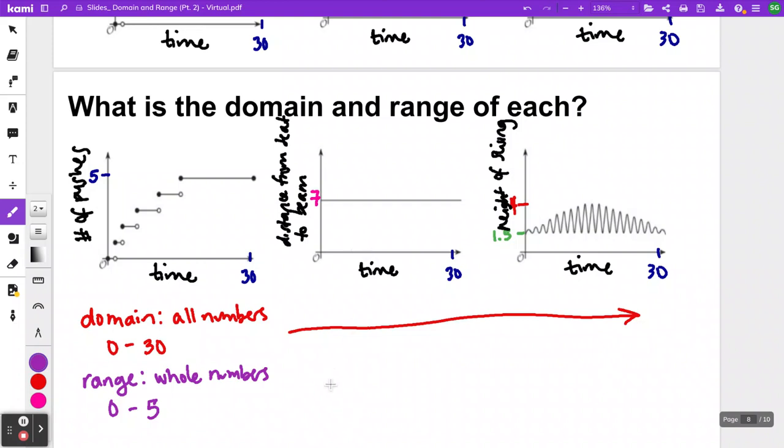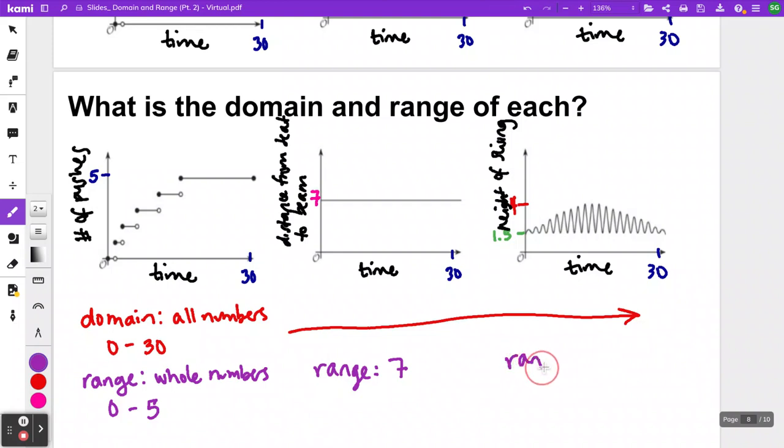For our second graph here, our range, this one's a little strange. Our range is just the number 7. If we think about the output here, every single time the output is the number 7. It's not ever a different number. So our range, you can just describe as the number 7.